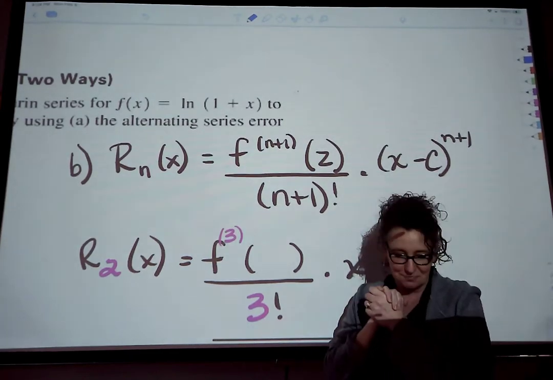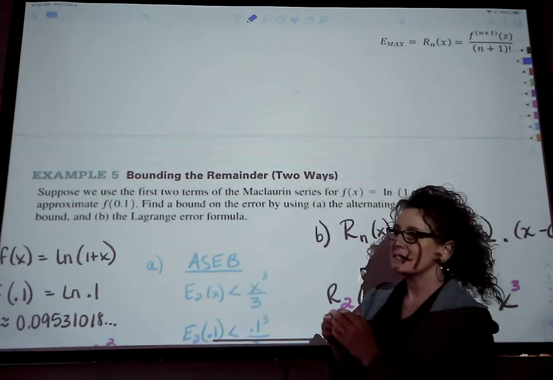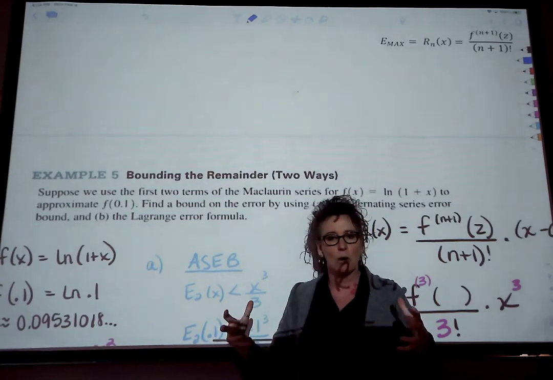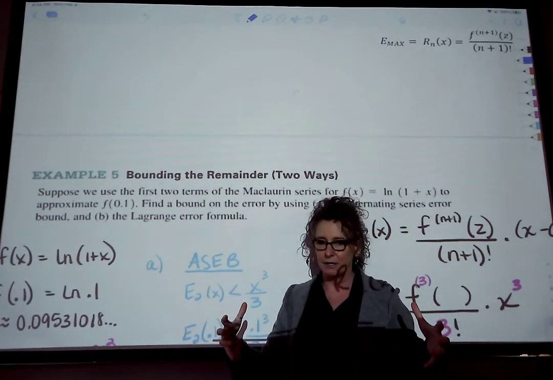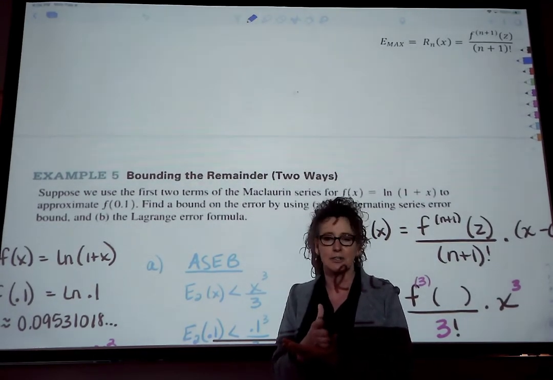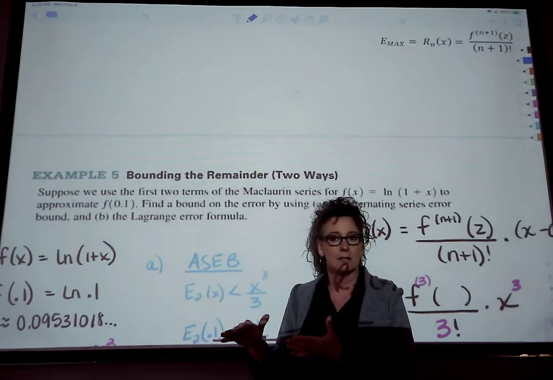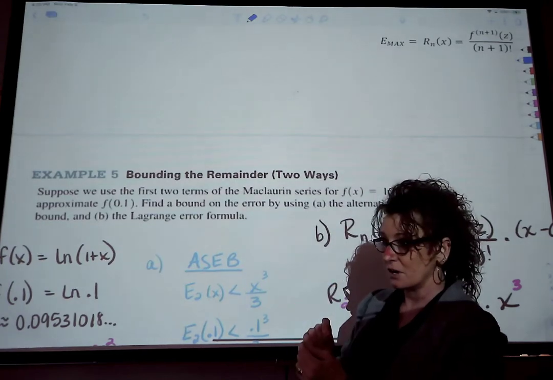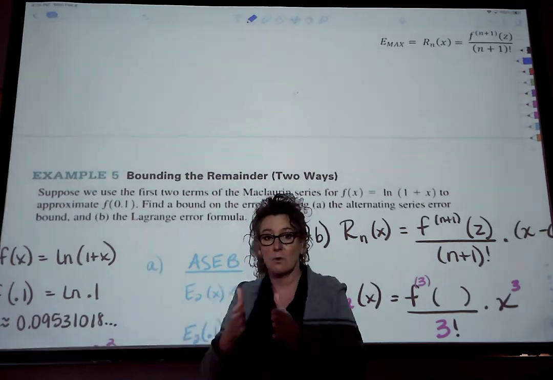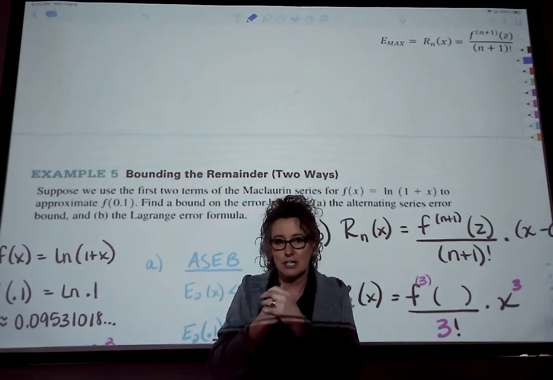All right, now, what is z? z can be anything in our range that we're talking about here. So by range, think about where the series is centered, and how far out we're looking. The series is centered at 0. How far out are we looking? Well, we want to approximate it at 0.1. So we're only going from 0 to 0.1. That's our range for z.